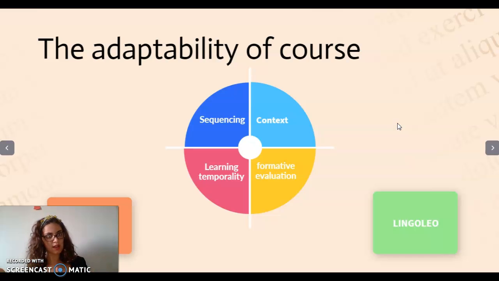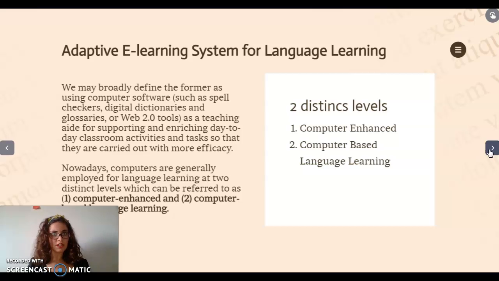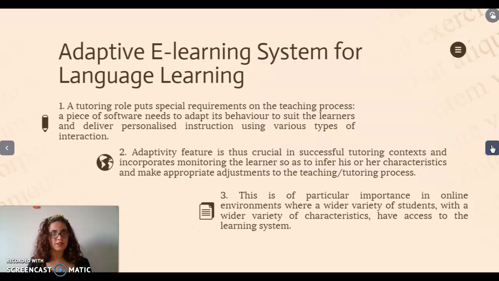You have to do an exam before you start. You have to know your level before you start to learn the language. And what is adaptive learning, an e-learning system for language learning? We have two distinct levels. First one, computer enhanced, and second one, computer based language learning. And we will speak together about computer based language learning.